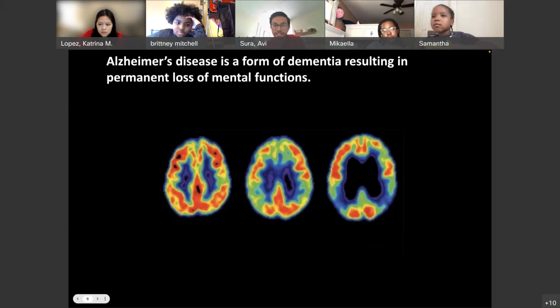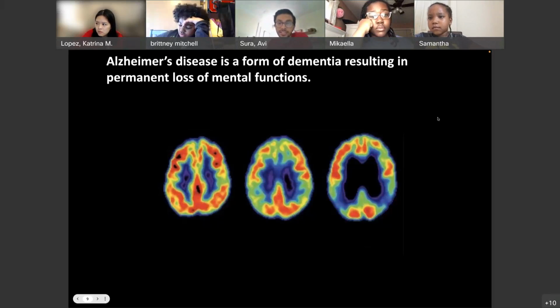On the screen here, we have three different brain scans, which show brain activity. The red indicates where in the brain there's more activity, while blue means that there's less. So can one of you tell me which one has the most brain activity or which one of these brains is the healthiest? Again, red means that there's activity and blue means there's not much activity.